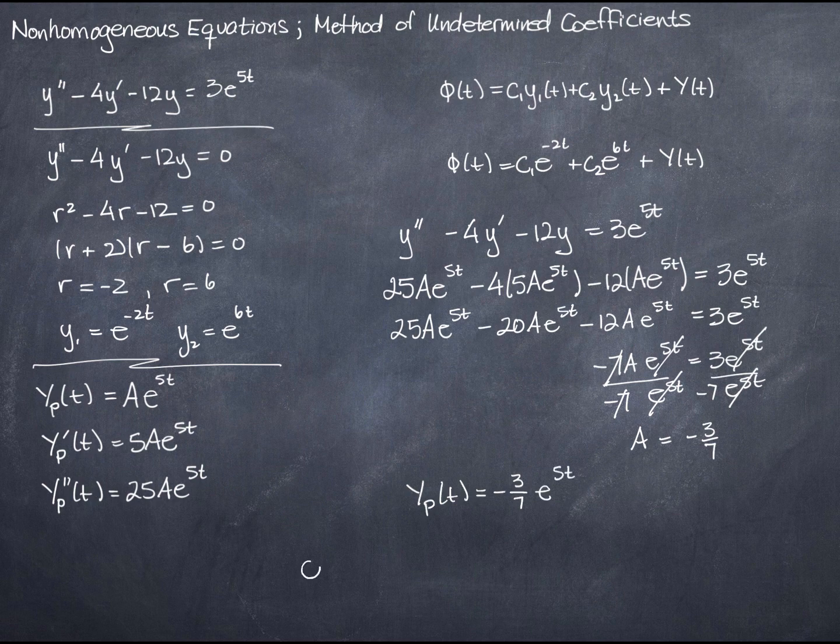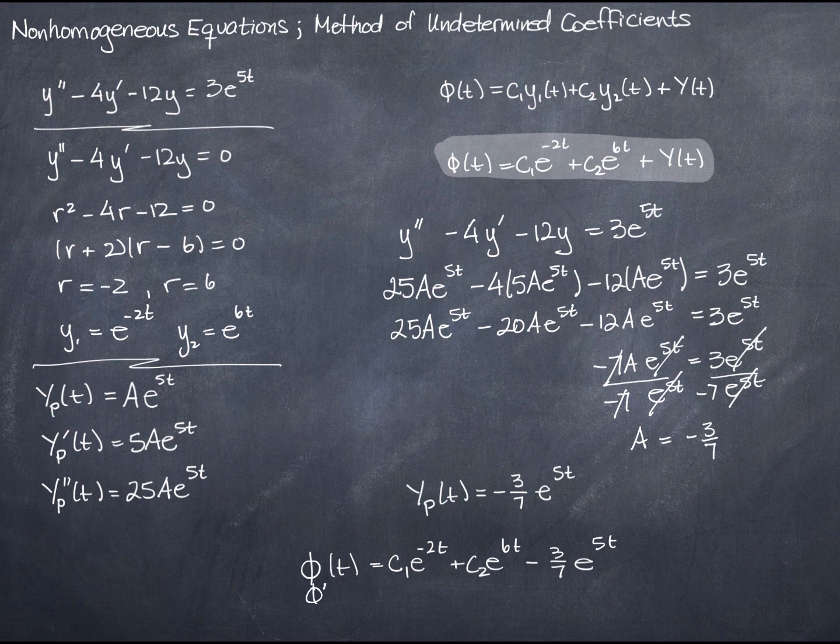And with that, we now have a way to write the general solution. We have phi of t equals c1. Let me see, I'm kind of lost in all my notes here. Here we go. I had come this far, right? There's my general solution before I knew what y sub p was. C1 e to the -2t plus C2 e to the 6t plus y, but I now know that y is -3/7 e to the 5t.